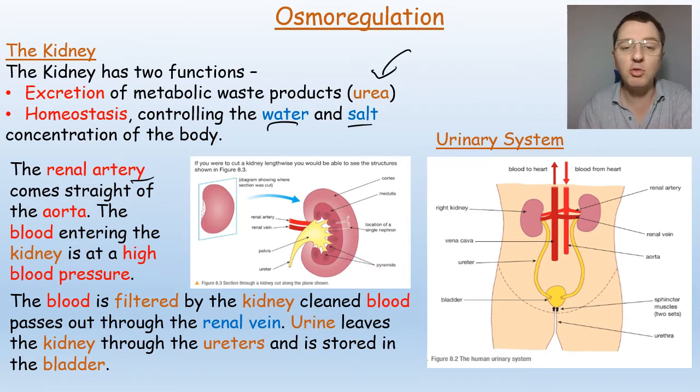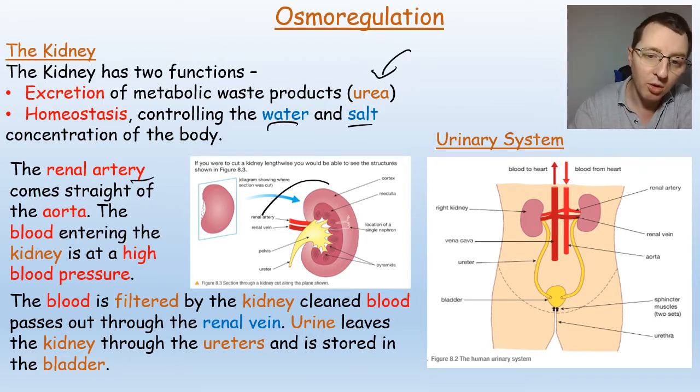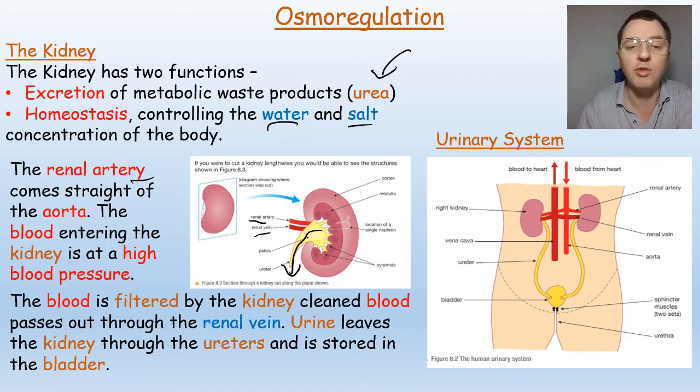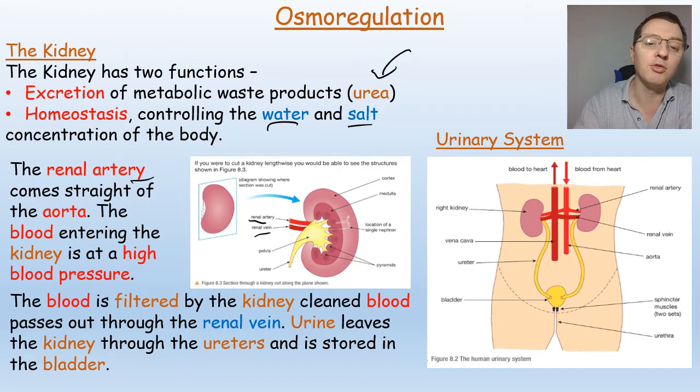The blood is then filtered by the kidney, and the clean blood passes out through the renal vein, and the urine leaves the kidney through the ureters and is stored in the bladder. And you can see all of that in this diagram here. You can see at the top the renal artery going in, followed by the renal vein coming out, and then the excess water and the urea being carried down through the ureter towards the bladder for storage before you go to the toilet and urinate.